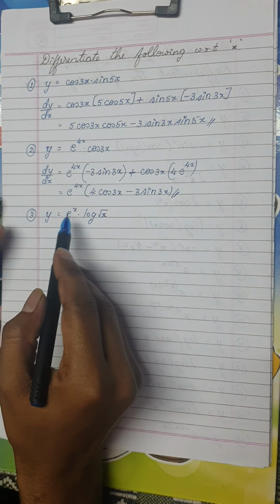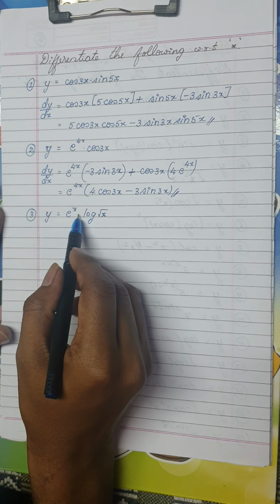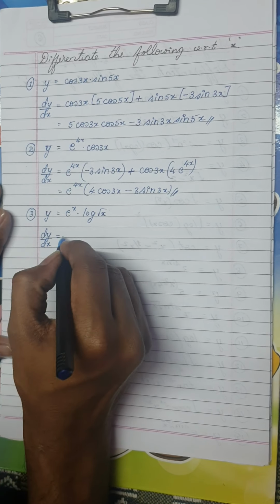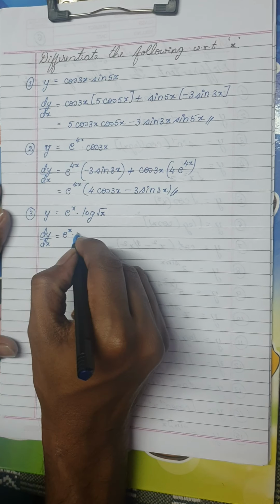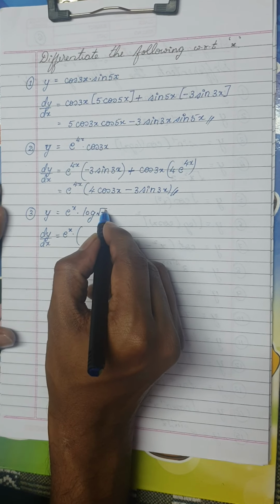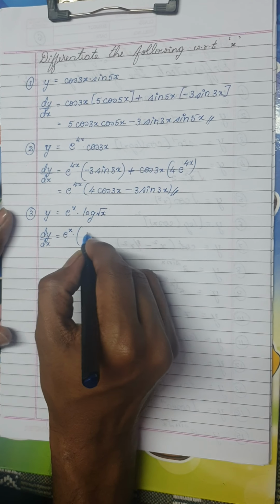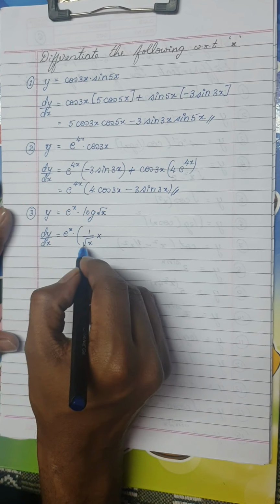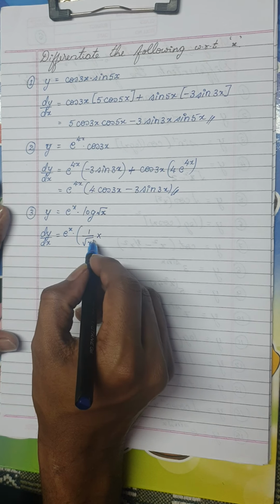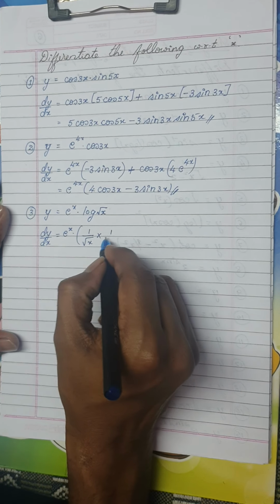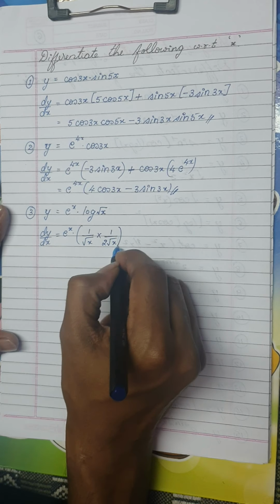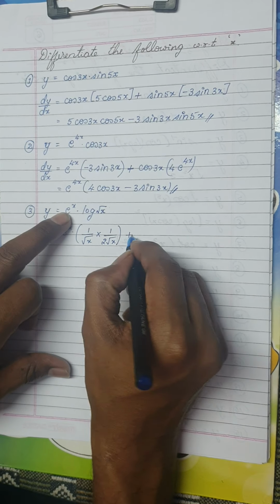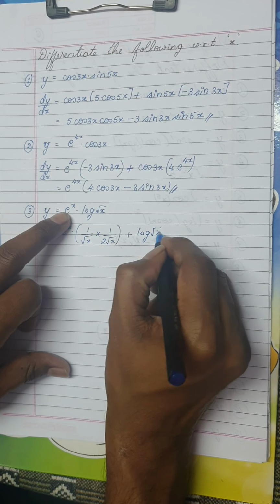Now consider this question, a challenging one. y is equal to e power x into log of root x. So dy by dx is nothing but keep one function as it is, that is e power x. Now remember, it is a chain rule here. Now log of f of x: what is the derivative of log of f of x? It is 1 by f of x into differentiation of f of x. Now what is the derivative of root x? Again the derivative of root x is 1 by 2 root x, isn't it? So one part of product rule is over, plus now keep log of root x as it is.